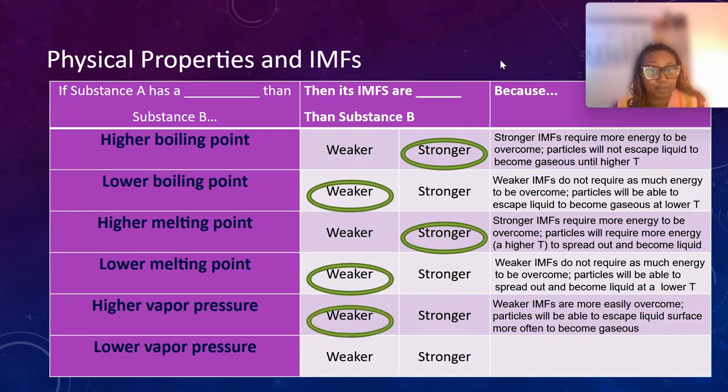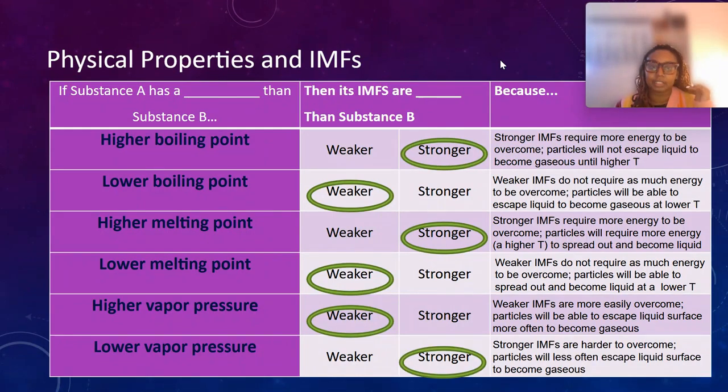Higher vapor pressure, okay, is weaker. Weaker intermolecular forces are more easily broken, so particles will be able to escape liquid really quickly to become gas. And then a lower vapor pressure is a stronger, and this is because they're harder to break. The particles will escape the liquid surface less often.